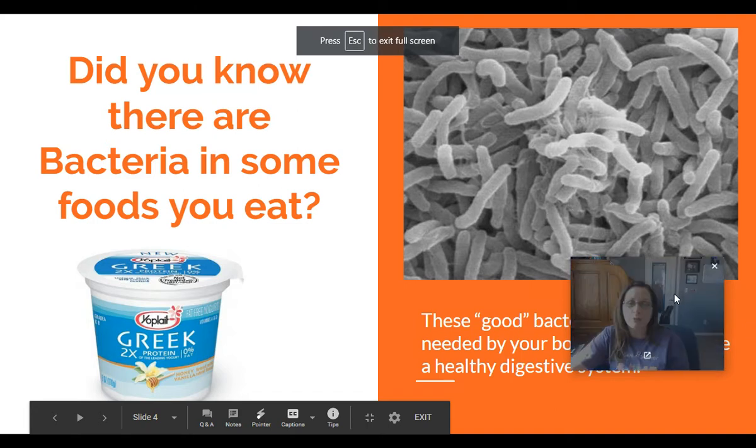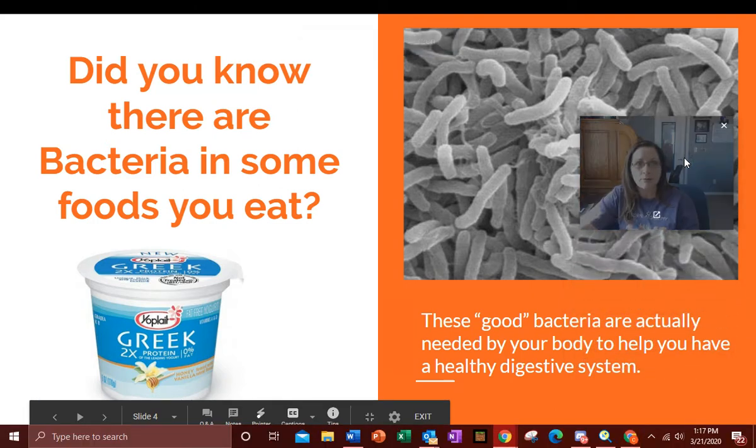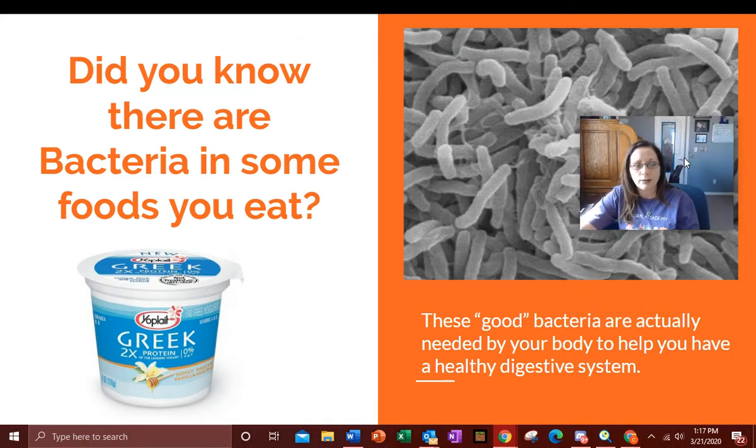All right, so you might have actually eaten some bacteria for breakfast this morning if you had yogurt, right? So yogurt is actually a food that contains bacteria. They put in live and active cultures. You might have seen that on the yogurt that you ate, live and active cultures. These are actually good bacteria, and they're needed by your body. They help you with digestion, right? So helping with breaking down your food.